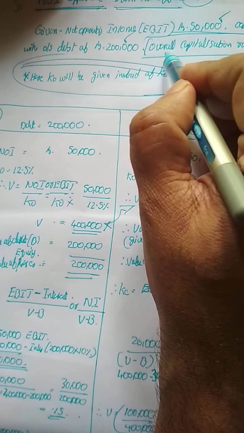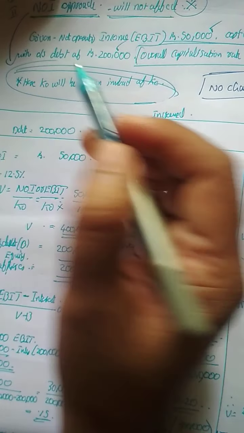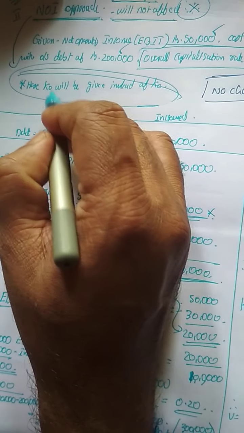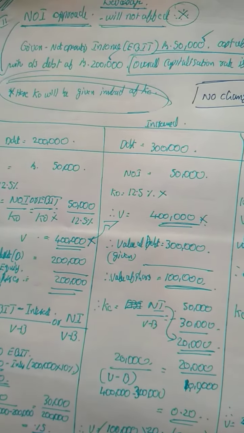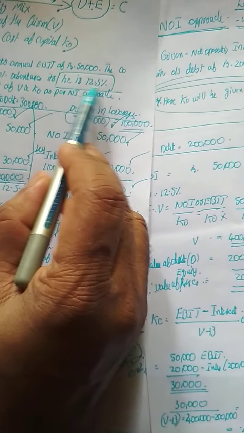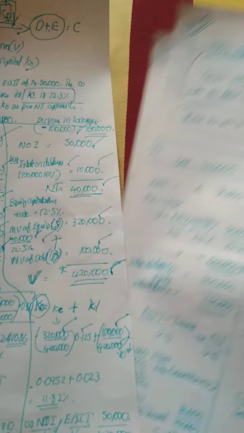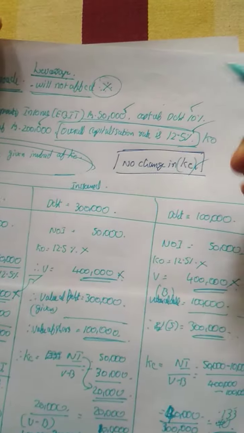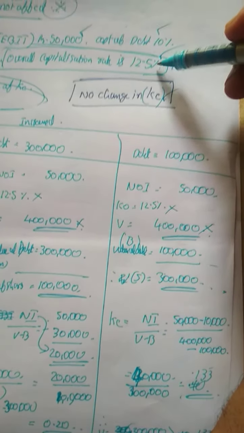Here there is a difference in the question. Under the net operating income approach, KO will be given instead of KE. In the net income approach that we had studied, the information given was KE of 12.5%, the cost of equity capital. But under David Durand's net operating income approach, the information given in the question will be KO, the overall cost of capital, instead of KE. So let us see how it is done.